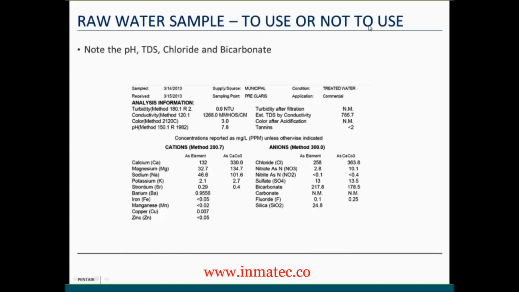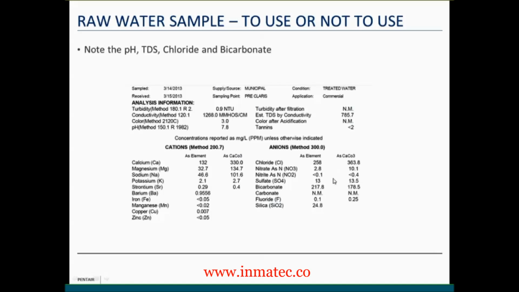Raw water sample, to use or not to use weak acid cation exchange resins, or WACs. Well, note the pH. We have a good high pH. We have plenty of TDS in the water, lots of bicarbonate too. So there's plenty of stuff to remove, and we have plenty of hardness here to remove, so we can remove this out and lower this.